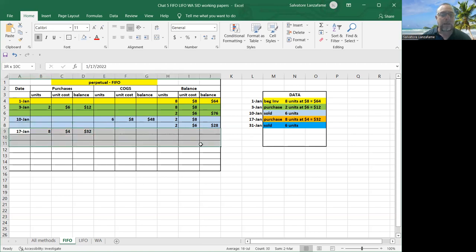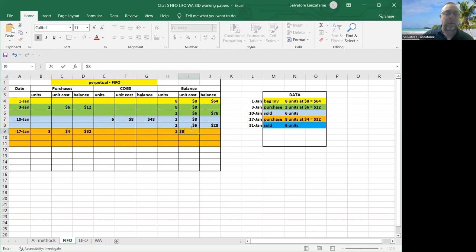So in our inventory, we put this whole date in orange. In inventory, we have the 2 at 8 that we had from the blue from January 10th. We still have the 2 at 6, and now we have an additional 8 at 4. So in our balance column, we are looking at $60 worth of inventory.